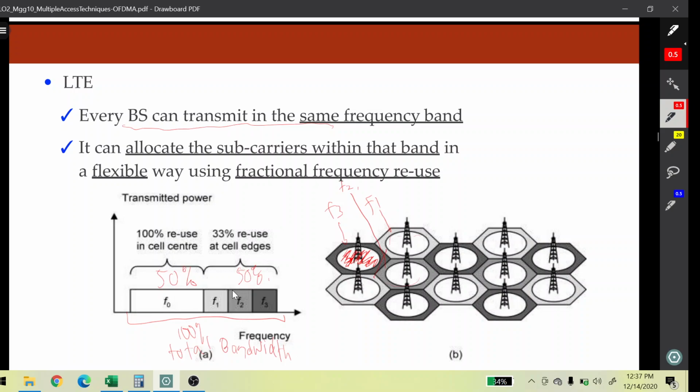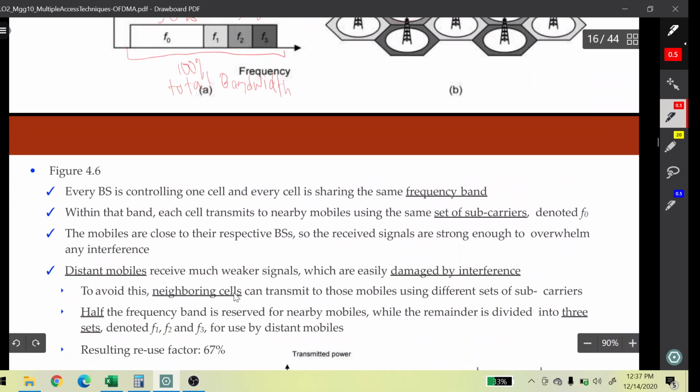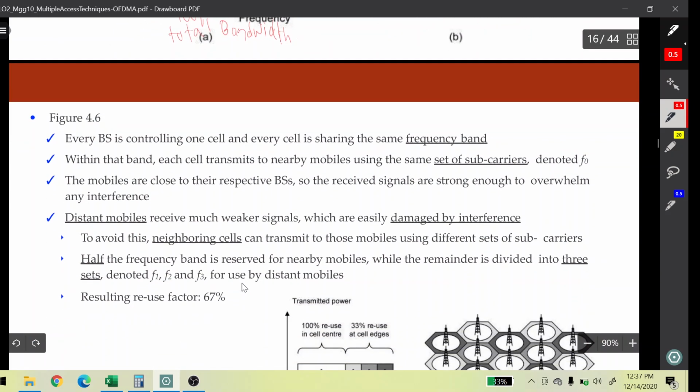However, on the other hand, we could still achieve 100% frequency reuse by utilizing it inside this inner circle over here. This is the concept of the LTE system. Every base station is controlling one cell, and every cell is sharing the same frequency band. Within that band, each cell transmits to nearby mobiles using the same set of subcarriers denoted F0. F0, this one is the inner circle we have discussed earlier.